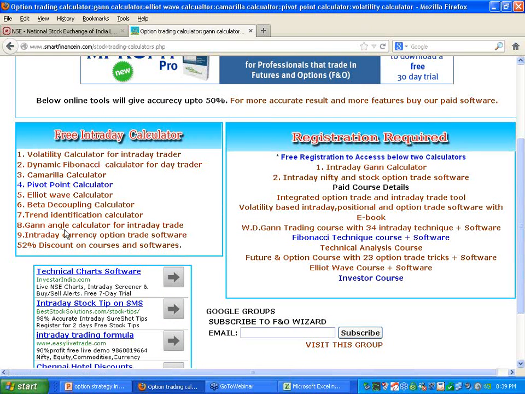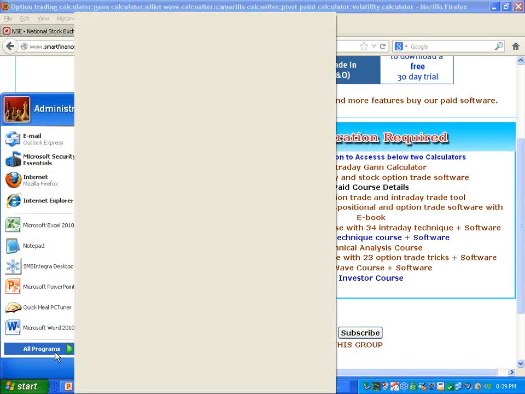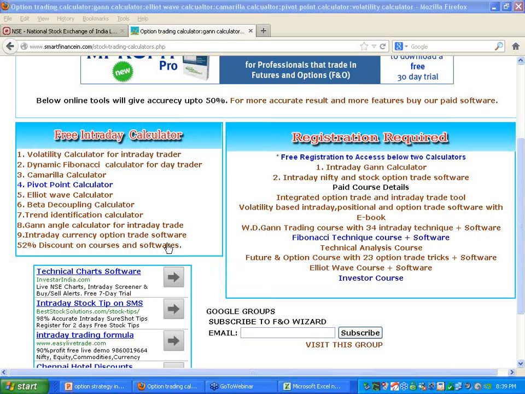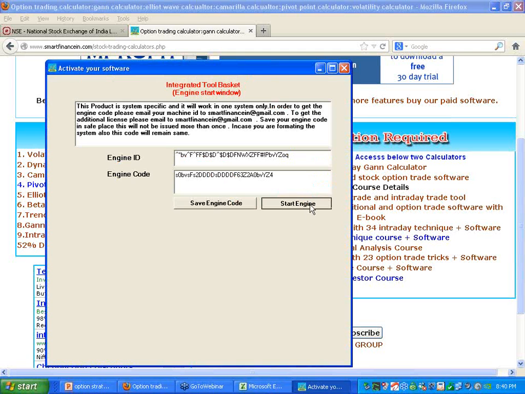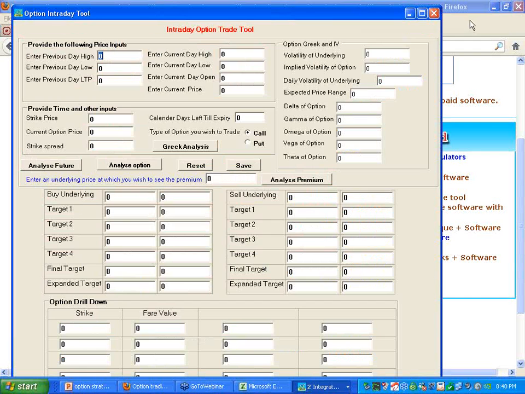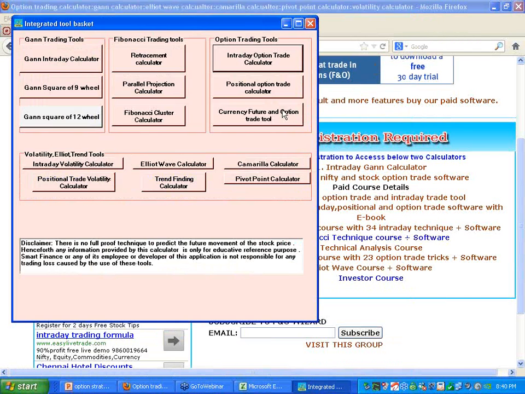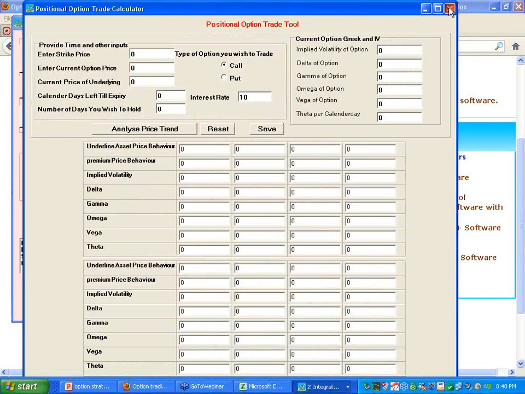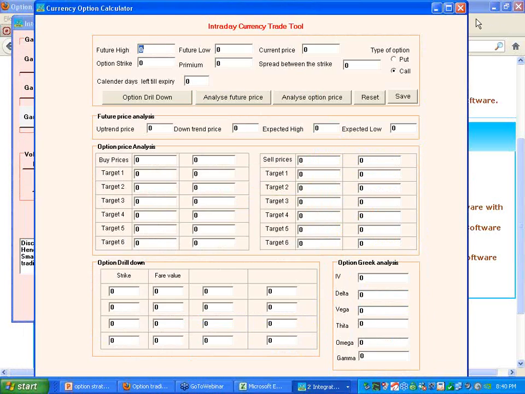In the calculator segment you will get 8 to 9 varieties of tools, the advanced option tools we are recommending. Here in the integrated tool you will find our advanced option trading tool. You will get an intraday option trading tool, which I will demonstrate in the live session, a positional option trading tool, and a currency futures and options tool.